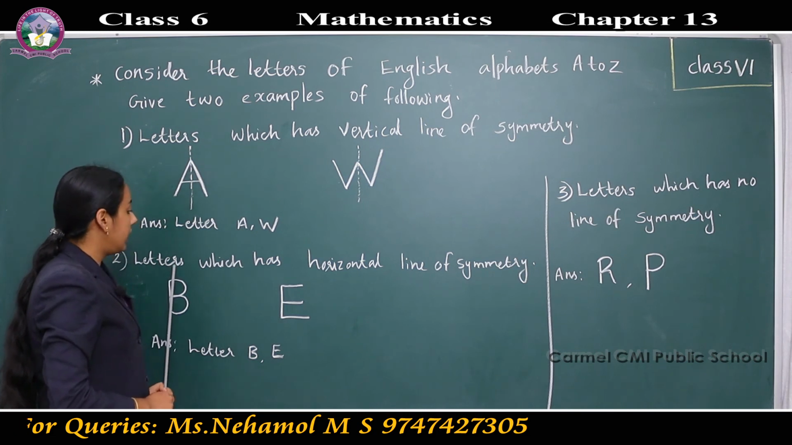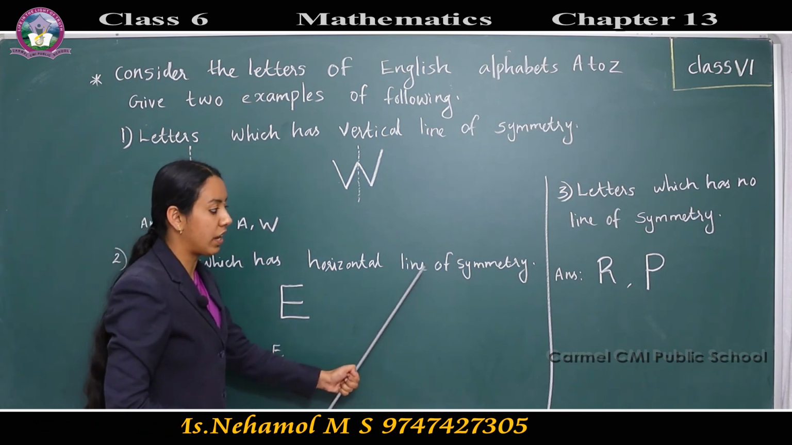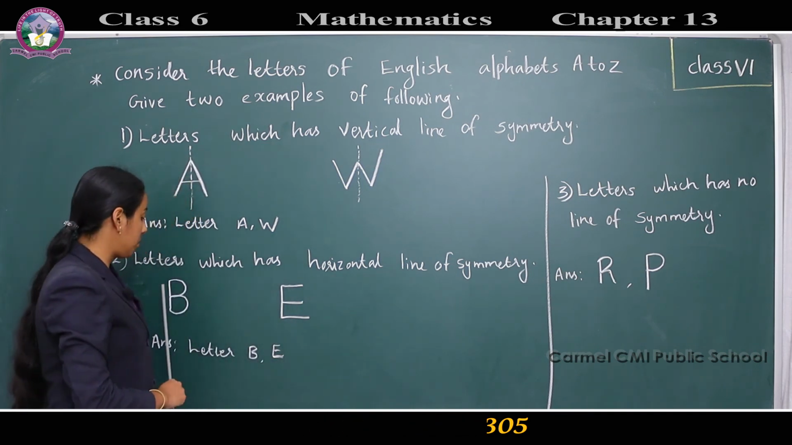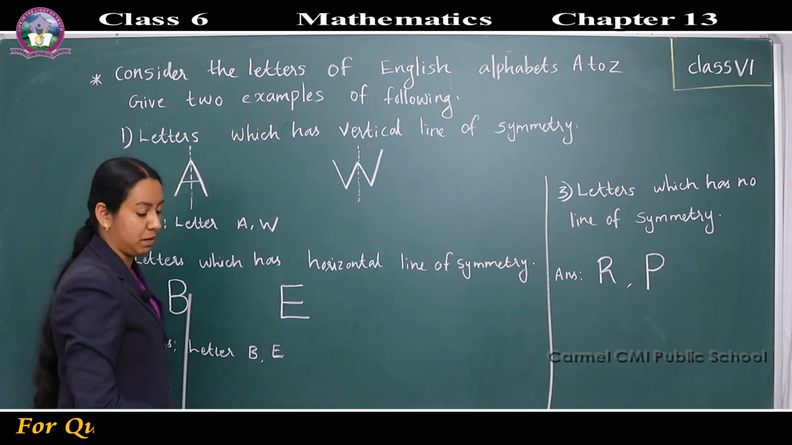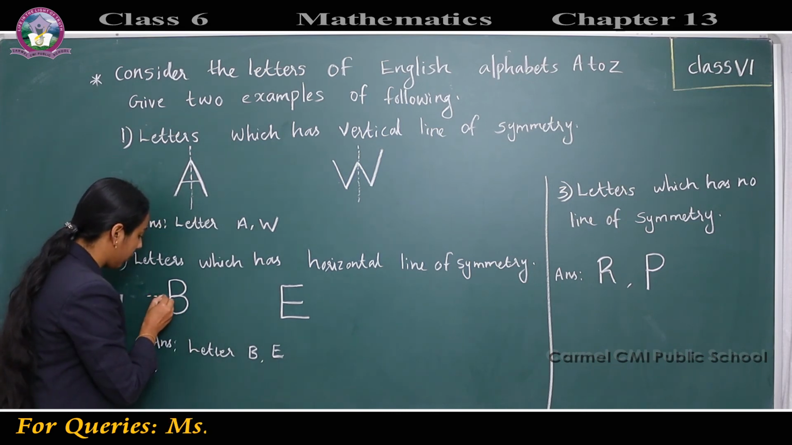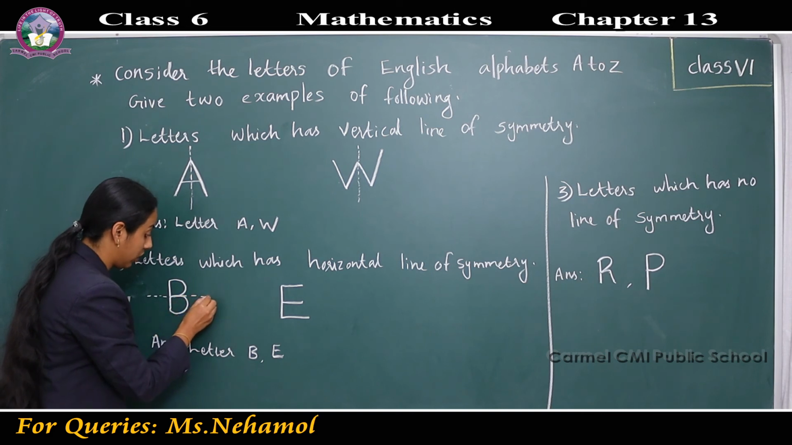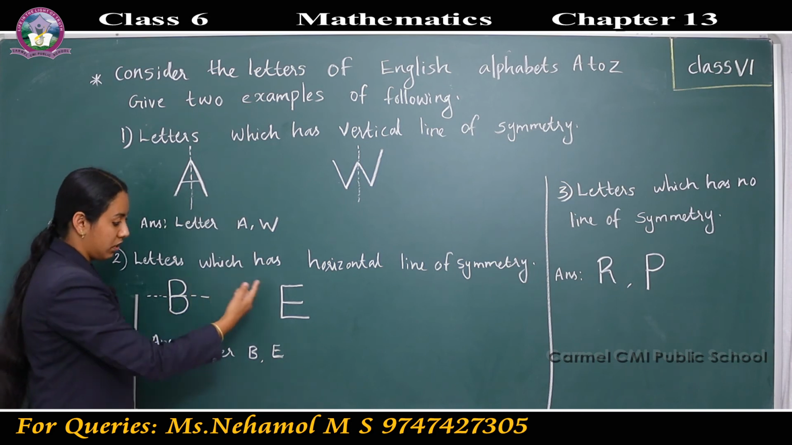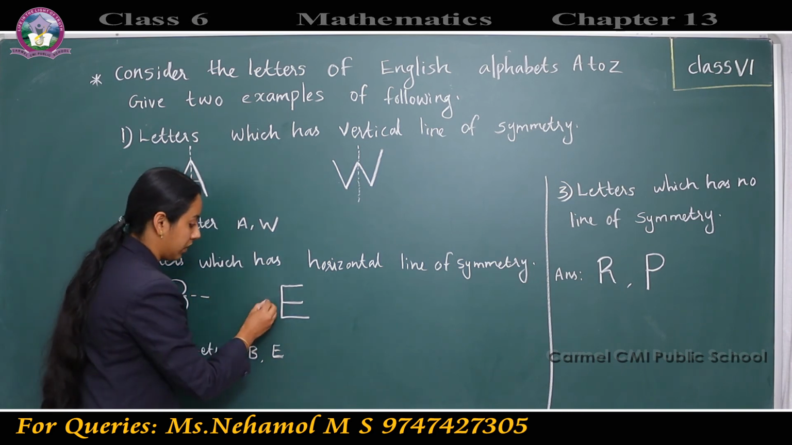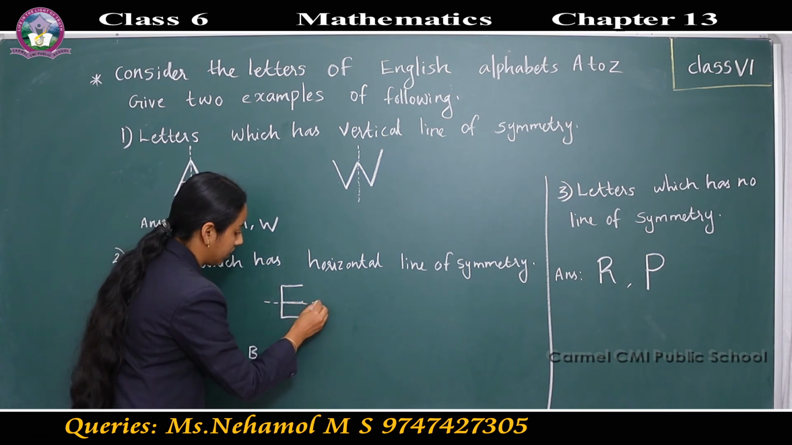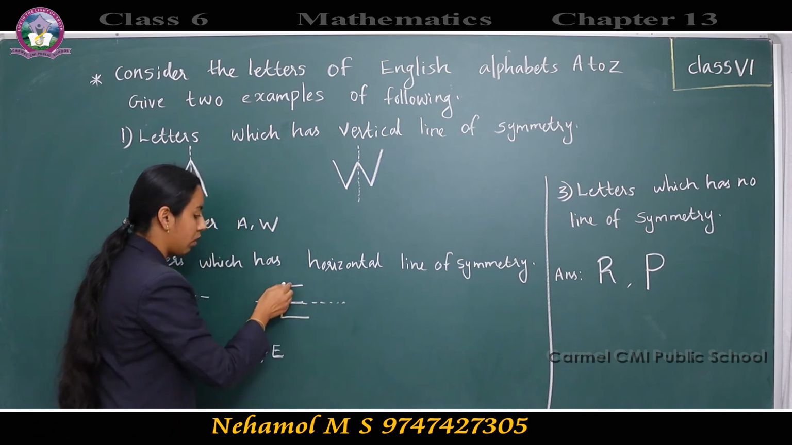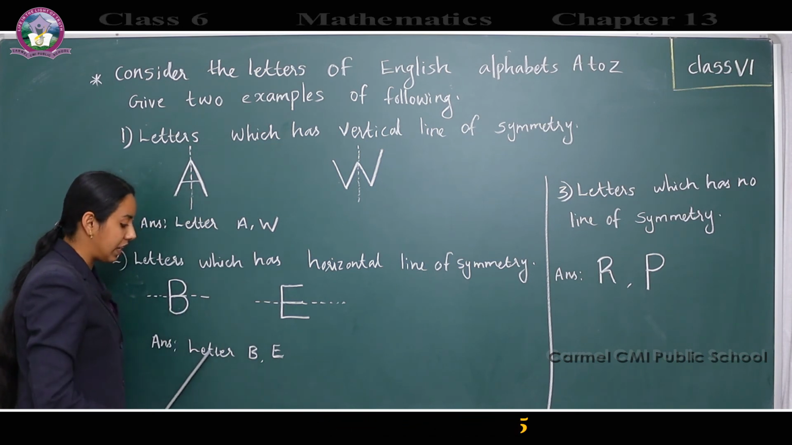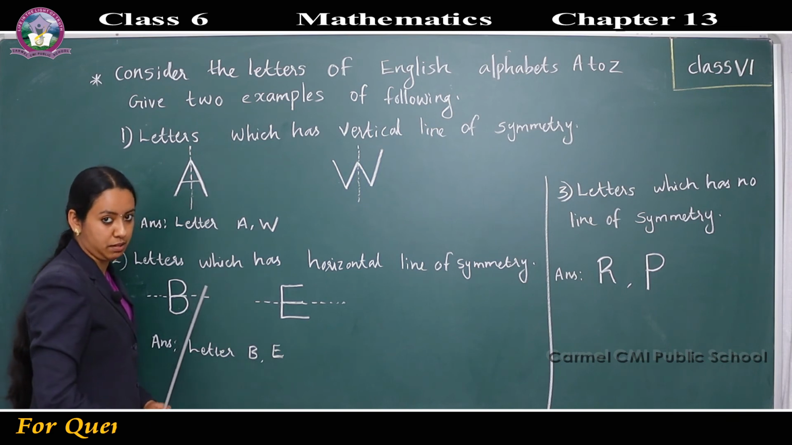Next one, letters which have a horizontal line of symmetry. Consider the letter B. If we draw a line of symmetry horizontally, then we will get 2 identical halves. Then consider letter E. If we draw a line of symmetry horizontally, here also we will get 2 identical halves. So answer, letter B and letter E.